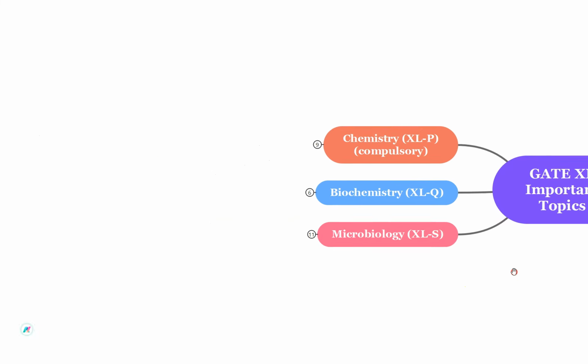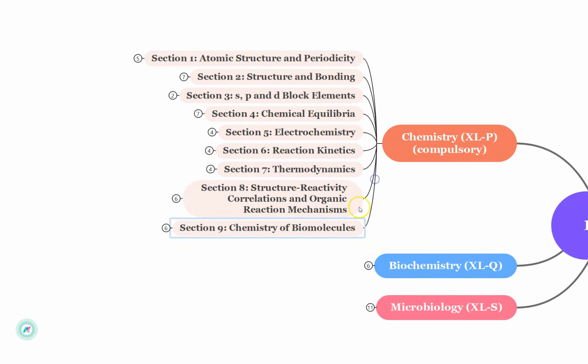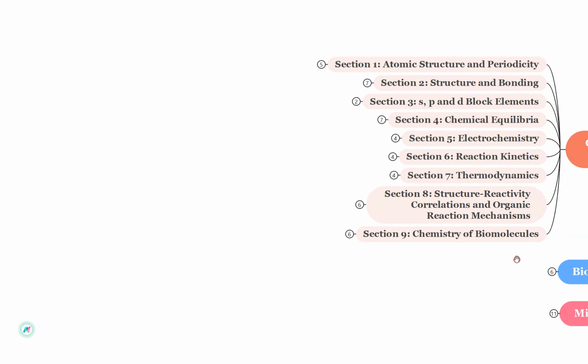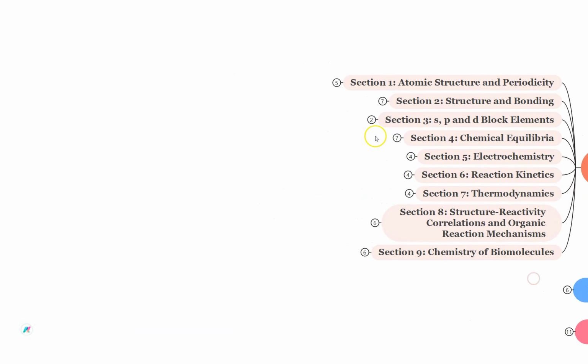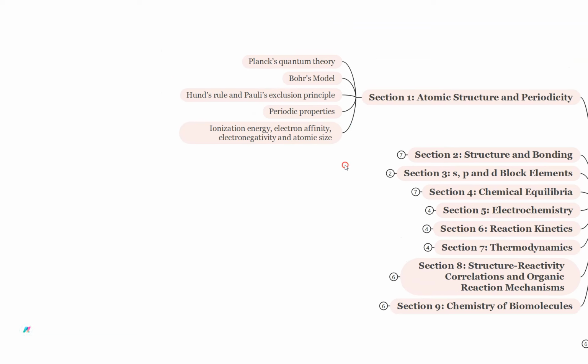Let's begin, starting with chemistry. This subject has a total of 9 sections. I'll be telling you for each one of them. From section 1, you must focus on Planck's quantum theory, Bohr's model, Hund's rule and Pauli's exclusion principle, periodic properties, ionization energy, electron affinity, electronegativity, and atomic size.